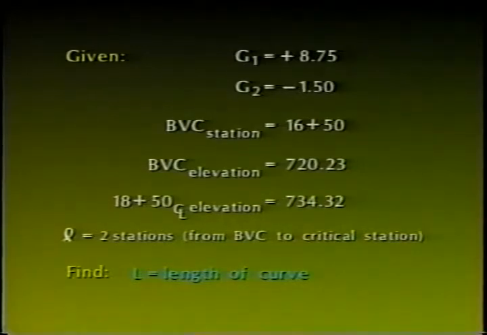G1 equals plus 8.75%. G2 equals minus 1.50%. The BVC station is 16 plus 50, and the BVC elevation equals 720.23. The elevation needed to clear the water pipe at station 18 plus 50 is 734.32. And little L equals 2.0 stations from the BVC to the water pipe. Left to find is the length of the curve.